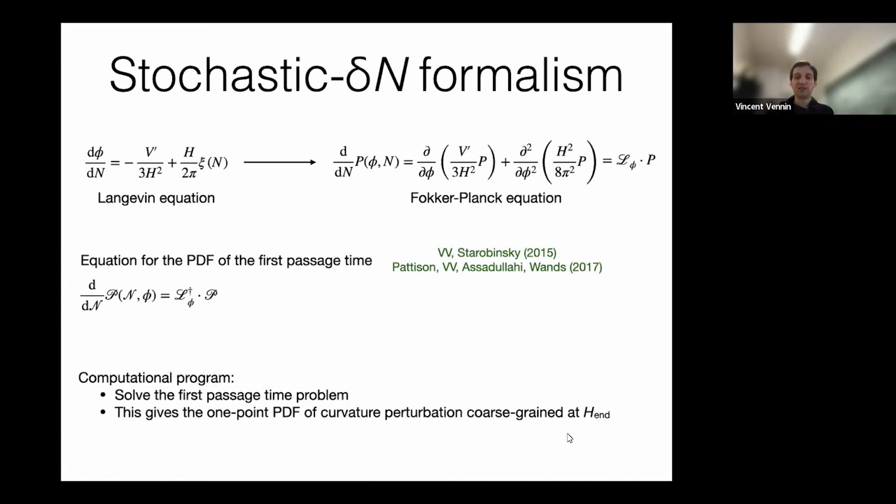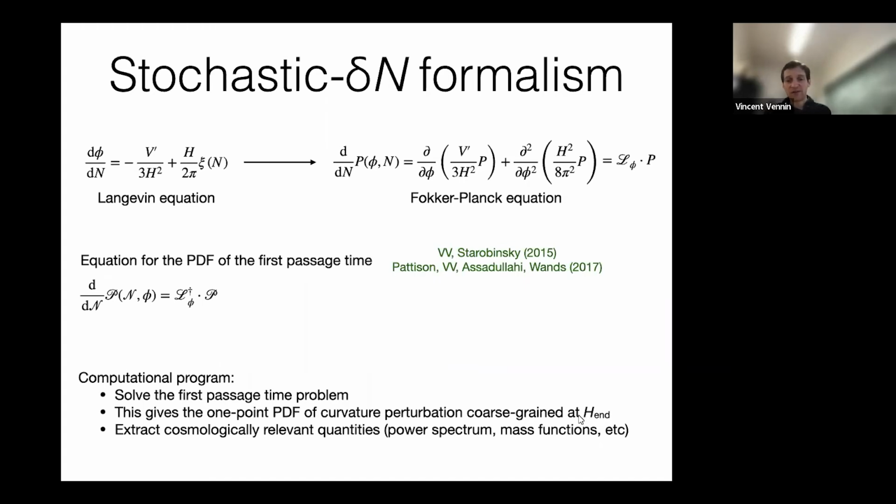Of course, this is not necessarily the object that you want to have. Maybe you want something else. Maybe you want the power spectrum. Maybe you want the abundance of black holes and so on. So maybe you want the distribution function of the density fluctuation instead of the curvature fluctuation, and maybe you want it coarse grained at a scale which is not the Hubble radius at the end of inflation, but which rather corresponds to, I don't know, the mass of a black hole you want to study and so on.